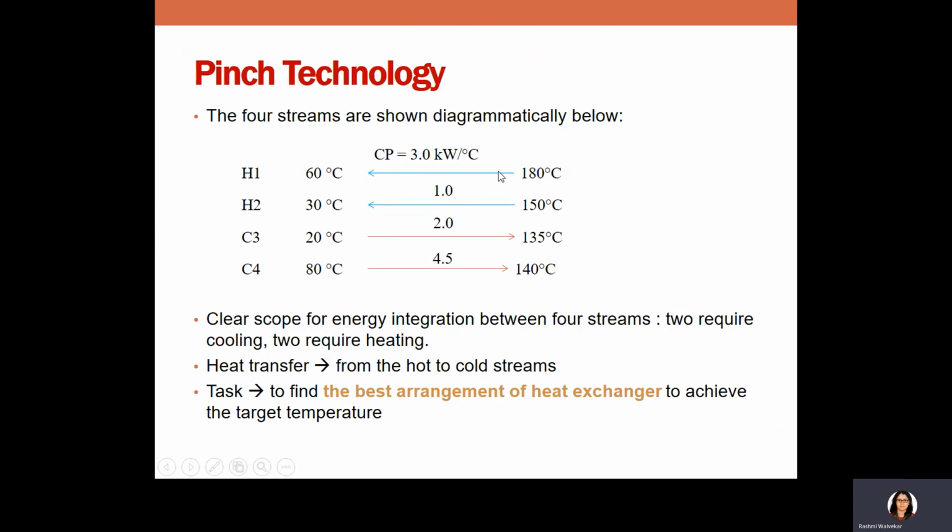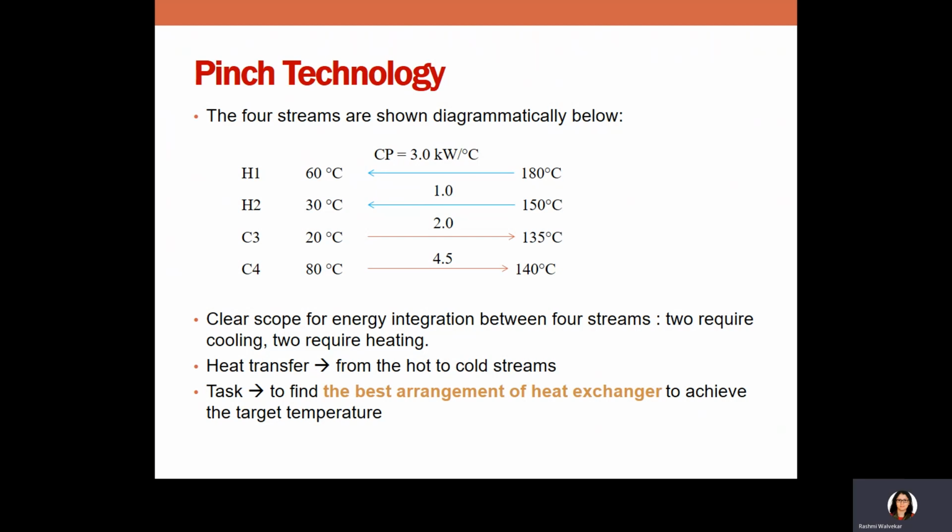Then we draw these streams diagrammatically as shown here. Your first stream is a hot stream, which is being cooled. So I'm using a blue color to signify it's being cooled. 180 to 60, and we just write down the CP value. Now we are going to exchange the heat between the hot and the cold streams. And once we do that, we can have the best arrangement of heat exchanger network.